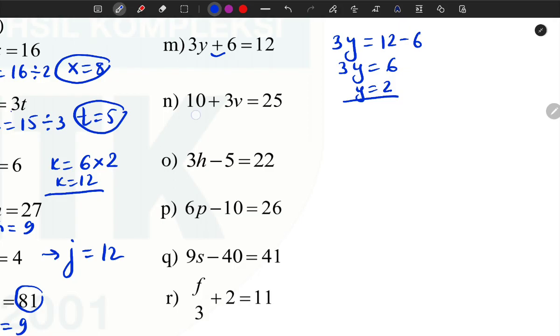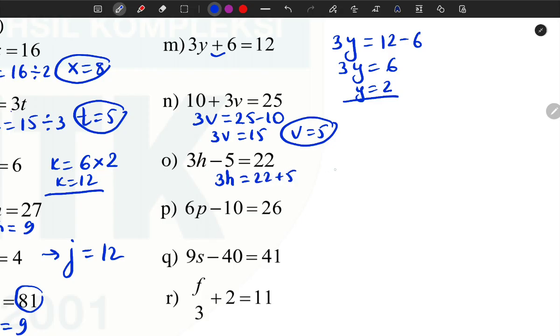Here, first we need to find 3v, and here's addition. We need to subtract 10 from 25, and we get 3v equal to 15, and v is 5. Here is subtraction, we need to add 5 and 22, and we get 3h equal to 27, and from here h is 9, because we divide 27 by 3 and we get 9.